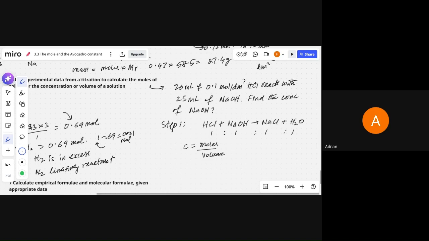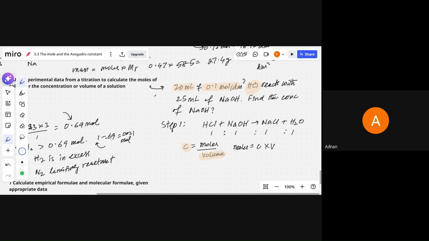Now the formula that we will be using is concentration equals moles over volume, right? In the first step, for HCl, both concentration and volume are given, so we can calculate the number of moles of a substance using this formula. We rearrange this equation: moles equals concentration times volume. And remember, this is a very important point that I'm putting emphasis on: the volume must be in dm cube. So you must convert these volumes.